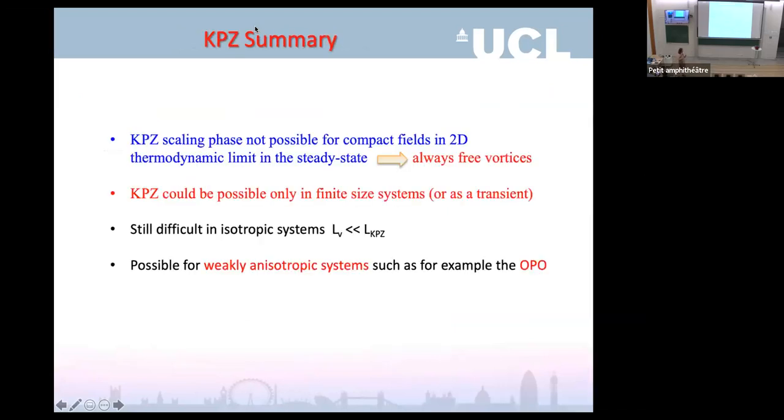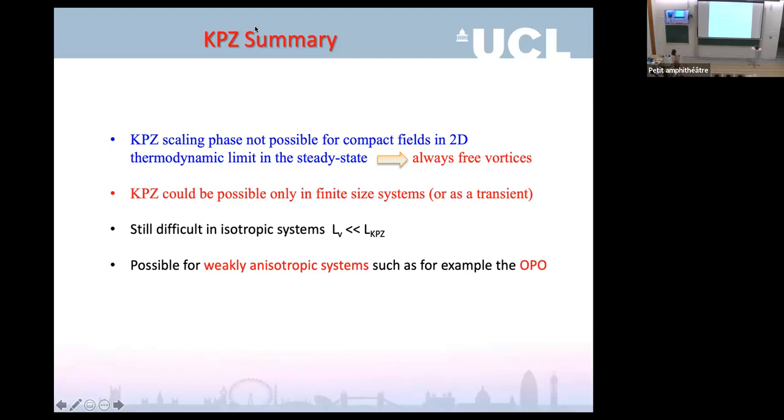Okay, so just the conclusion of this little introduction is that in theory, if you just think in terms of true equilibrium, true steady state in an infinite system, in the isotropic case, KPZ scaling is not possible for compact fields. They will always be filled by free vortices. However, it could be possible only in a finite system or as a transient.